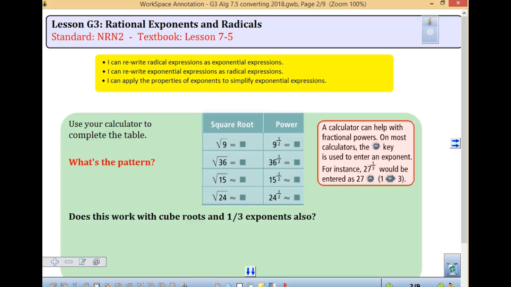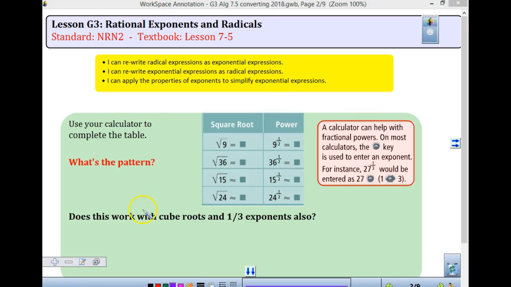Expressions and exponentially. So we're switching between that radical square root and the exponent with the power. That's our key thing, understanding the difference between these two. If we are looking at this one, it says use your calculator to complete this table. Now, you know the square root of 9, right? So we don't really need our calculator. We should have 3.